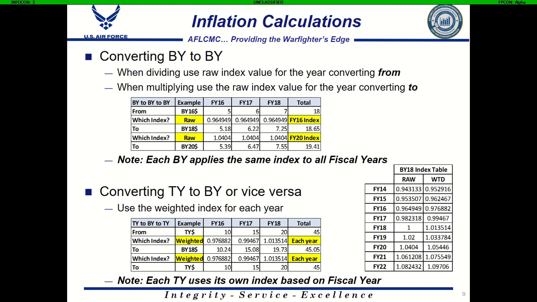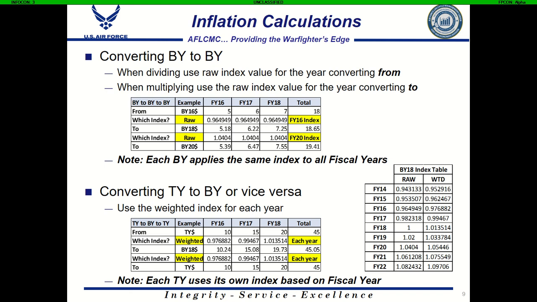Doing then year to base year conversions, or vice versa, base year to then year conversions, we're going to use the weighted index for each year. So in this example, we are given a then year dollars amount of FY16, 17, 18. You'll notice here when we have the labeling for then year dollars, there's no year provided in the labeling TY $ sign.